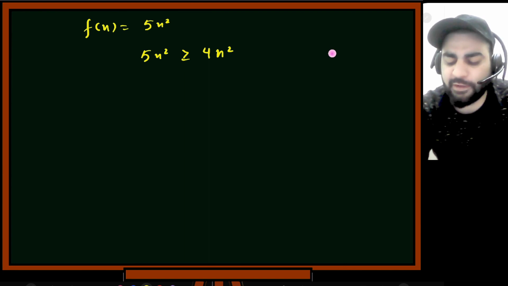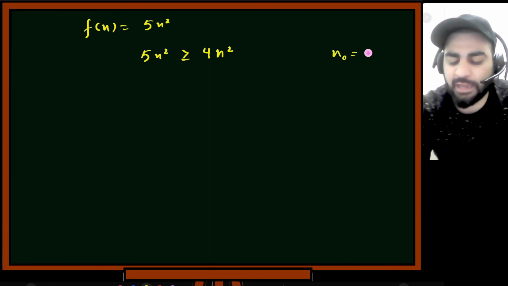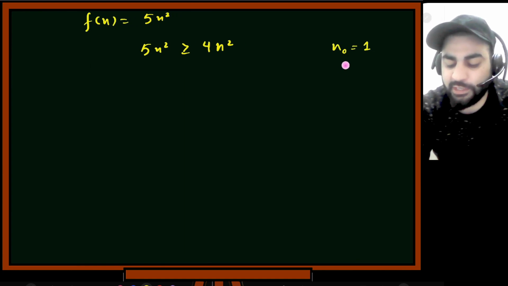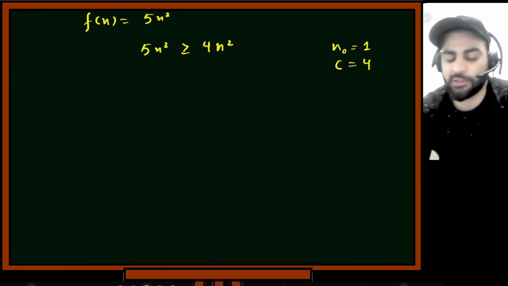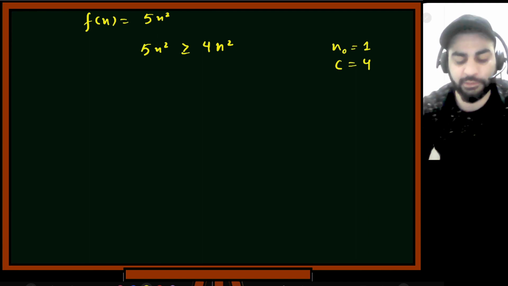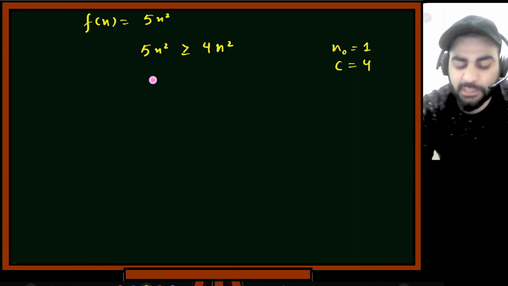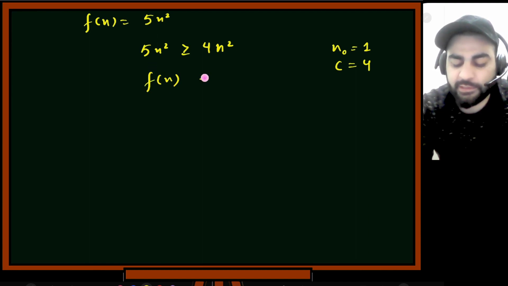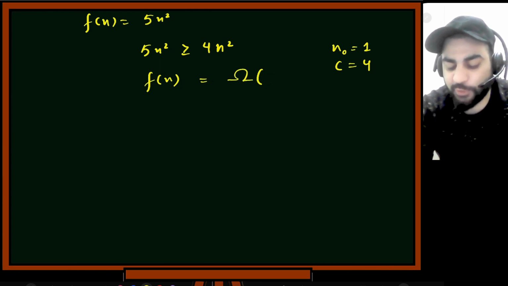Yes, sir. After the value n naught, here it is even, it agrees from value 1. So c is equal to 4, and this n naught is equal to 1. So we can say that this function f of n is omega of n square.